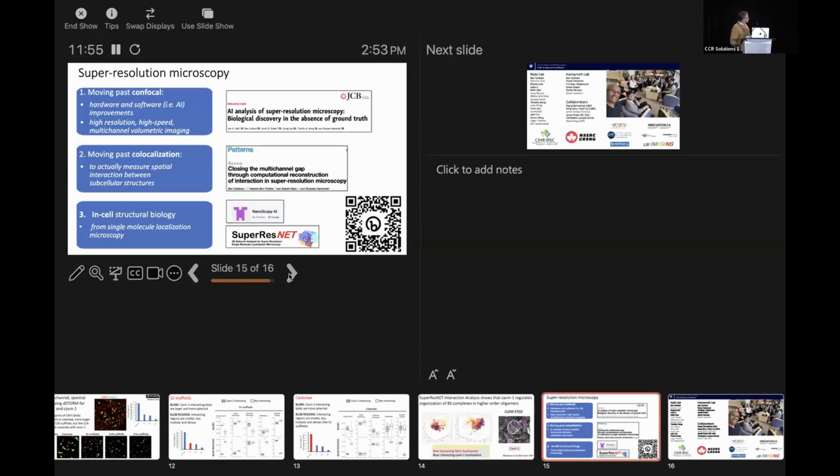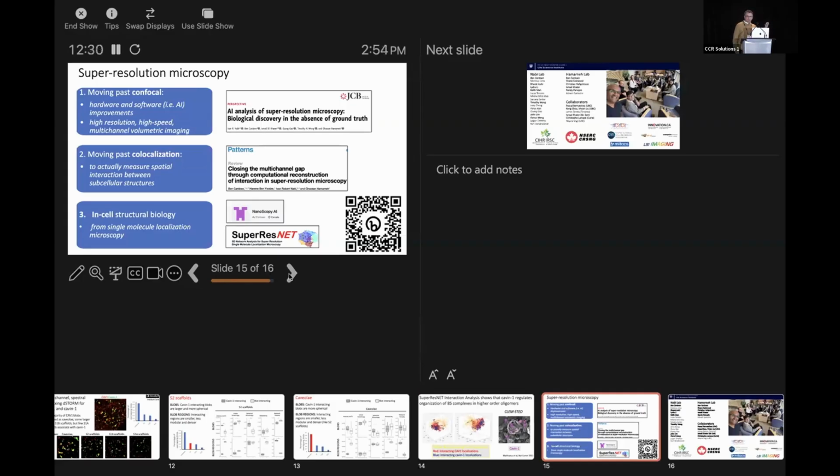And finally, I'm just going to finish by talking a little bit about super resolution, and bring up some topics for discussion. First, I think we're going to be moving past confocal. I think it's important to think there's lots of options for moving past confocal, hardware, but also software possibilities. I think we really want to develop high resolution, high speed, multi-channel, volumetric imaging for live cell imaging. We also have to move, if we're going to go to super resolution, past co-localization as a quantitative metric. We have to actually start measuring spatial interaction between subcellular structures.